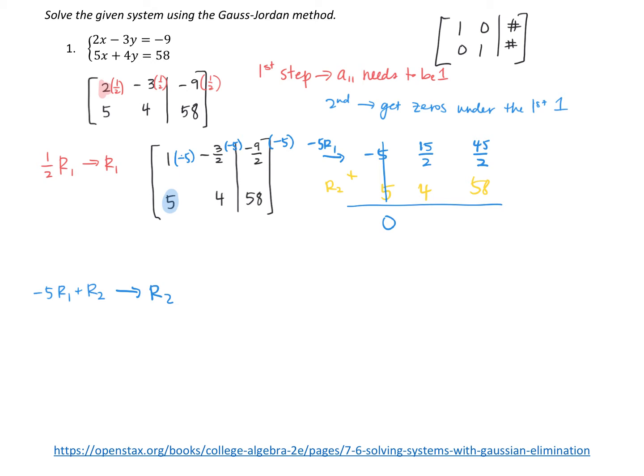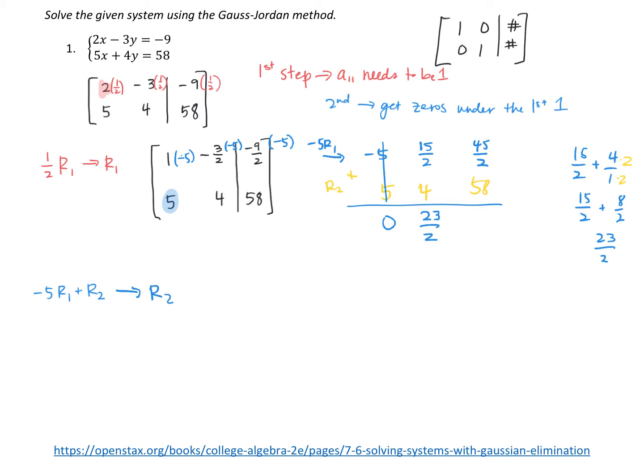Okay, so now we have 15/2 plus 4. So it's 4 over 1. I've got to find a common denominator. So let's see, that'll be a 2. So I can scale up that second fraction by 2 over 2. So that'll be 15/2 plus 8/2. So that will be 23 over 2, I believe. So 23 over 2 is the second element of that row.